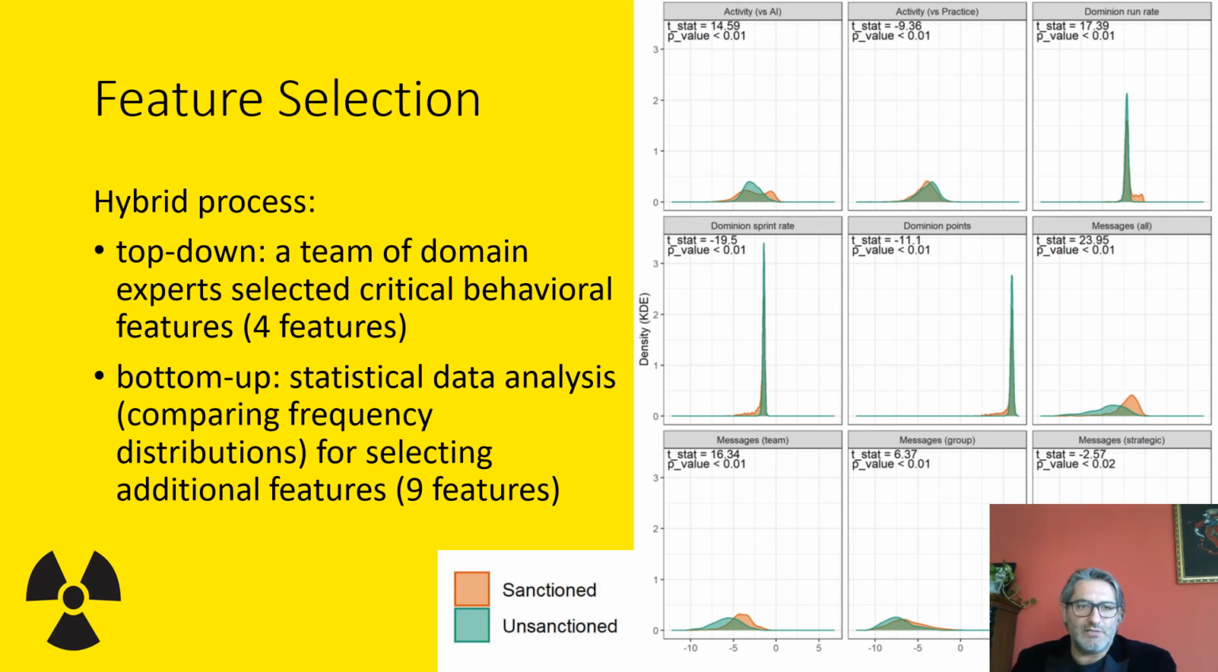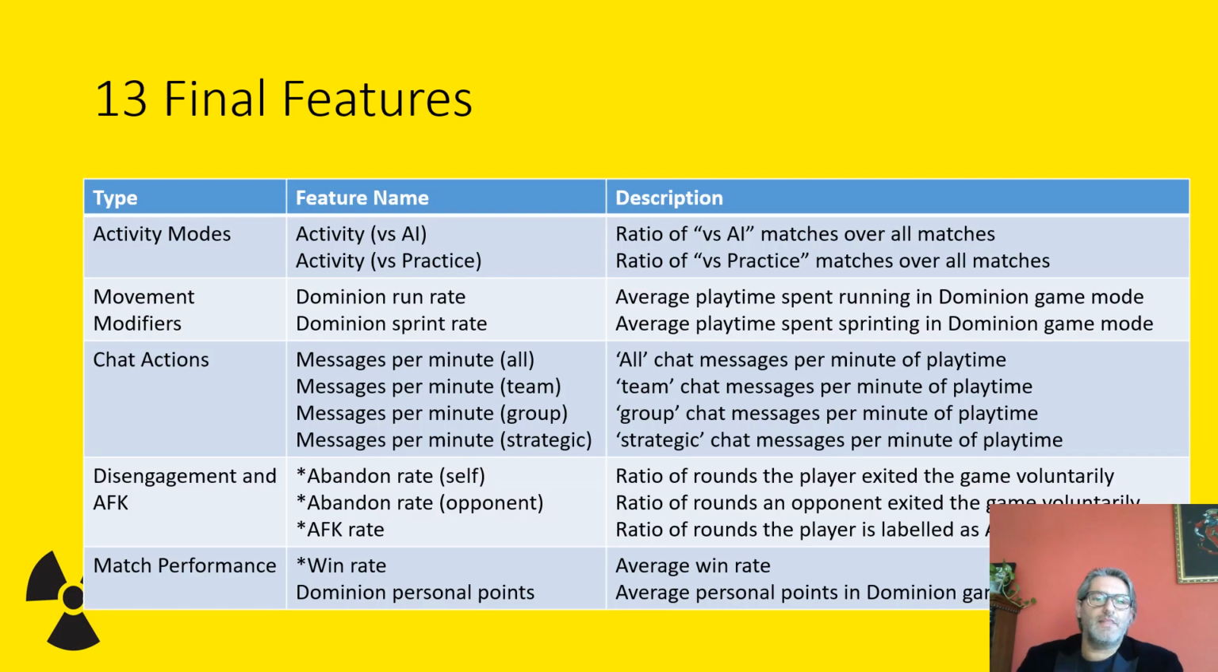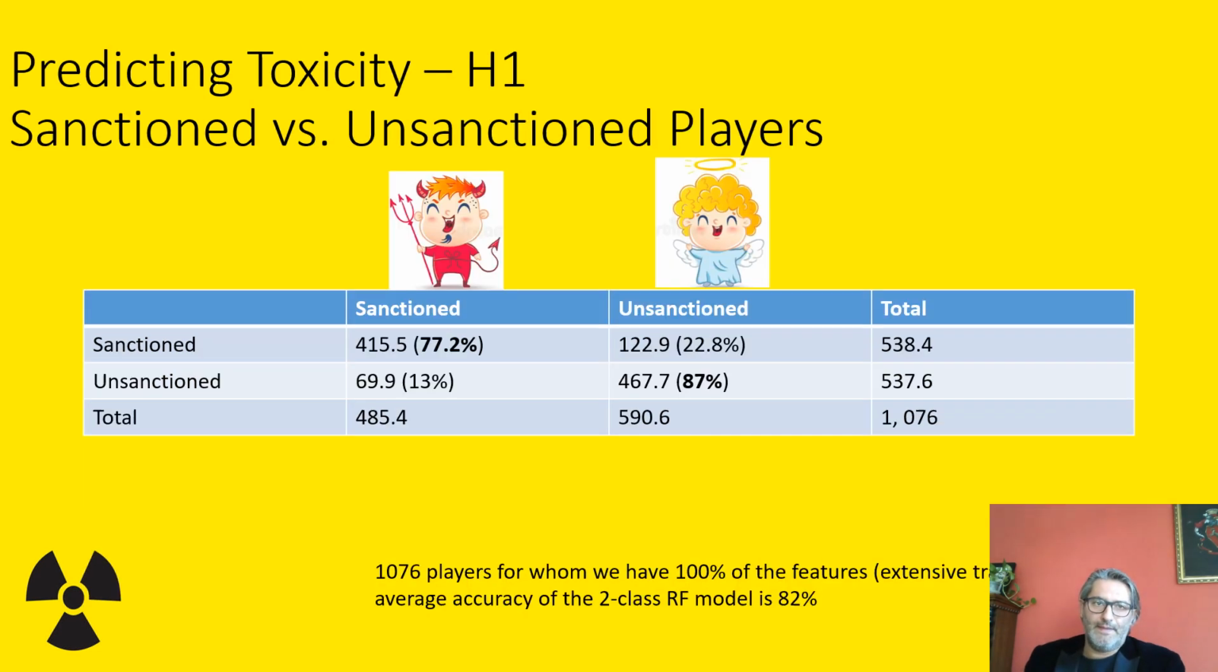The selection process we used to identify the features most appropriate for our work was a hybrid. We contacted a team of domain experts from the developer side and asked them to identify which features would be more likely to be correlated with toxicity. At the same time, we also ran a statistical data analysis comparing the frequency distribution for all the features for sanctioned and unsanctioned players, and identified 9 additional features. These are the 13 features. The 4 selected by the experts are flagged with a little star, and the 9 that we identified statistically are the rest.